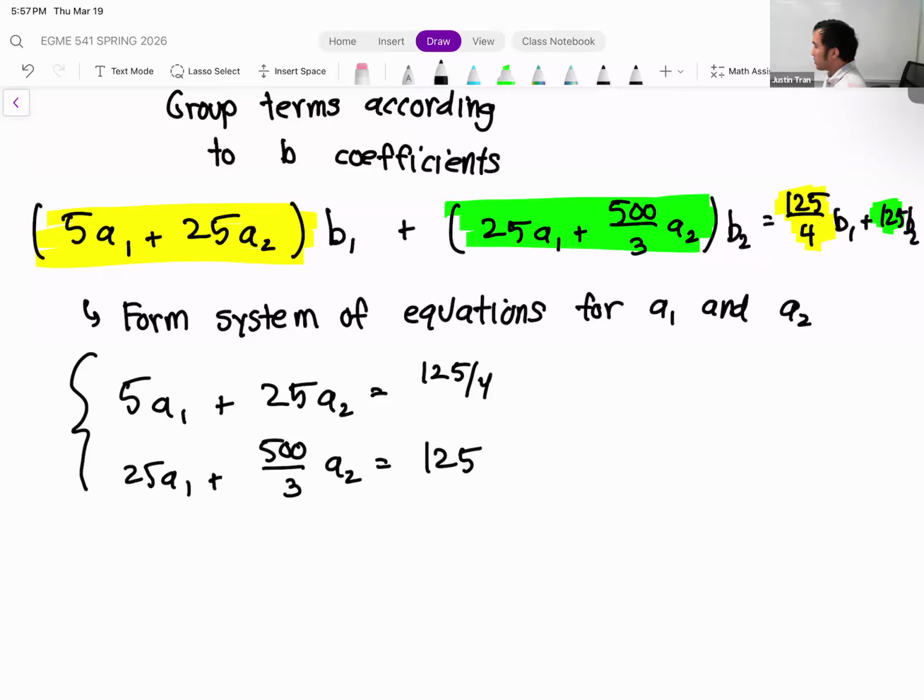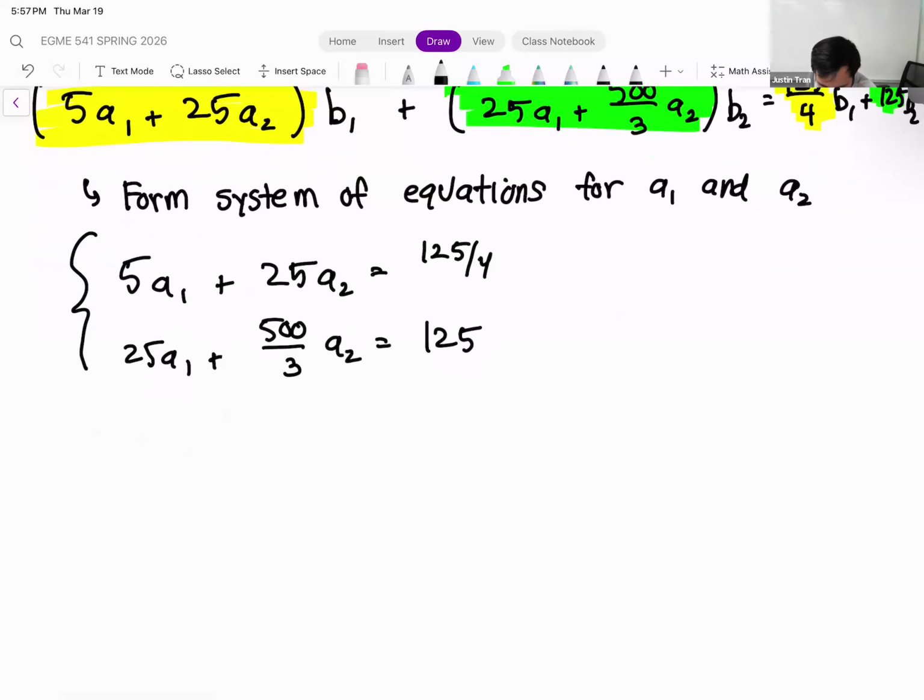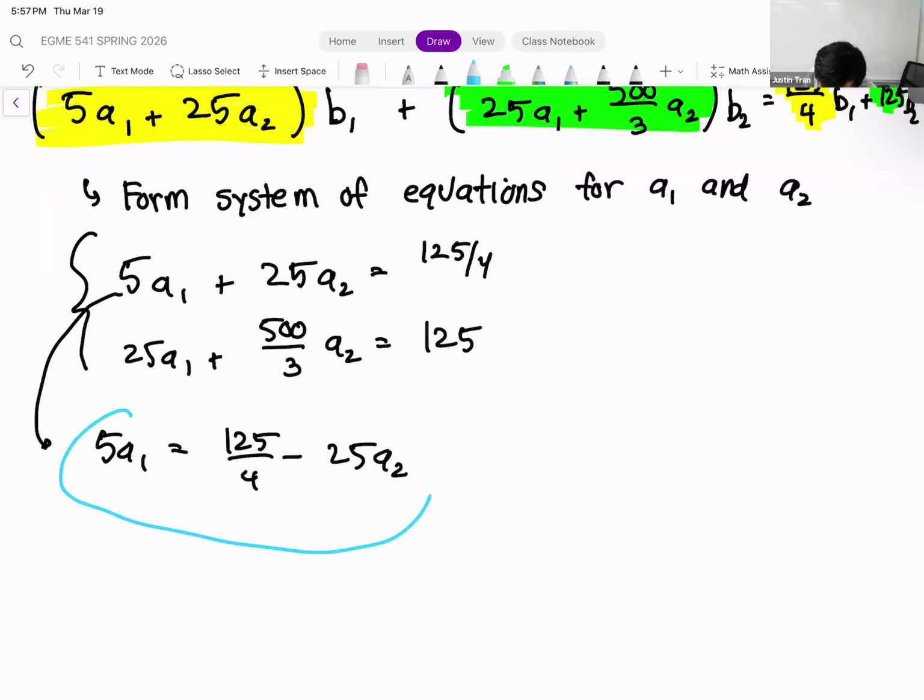For a relatively simple system like this, you can just solve it by substitution. You can solve for one of the variables and plug it into the other expression. So maybe one thing I would do is solve the first expression: 5A1 is equal to 125 over 4 minus 25A2. I would then take this expression and plug it in here. That will eliminate A1 from the second expression and allow us to solve for A2. And then once we have an answer for A2, we plug it back in and solve for A1.